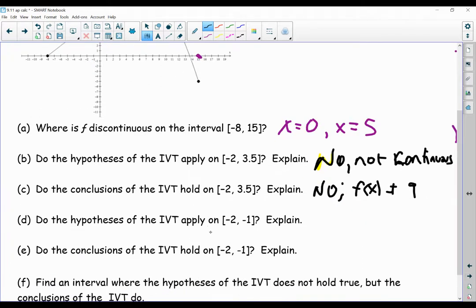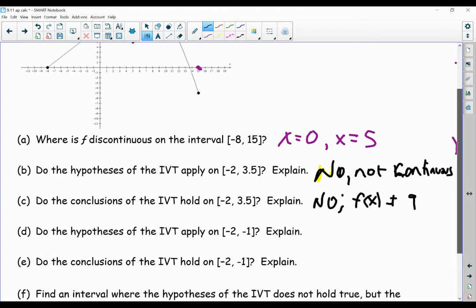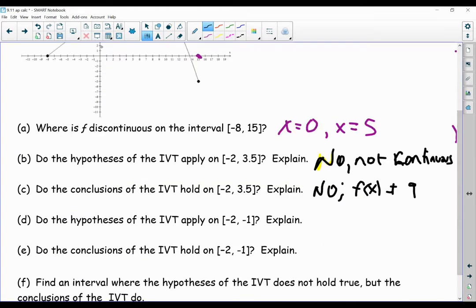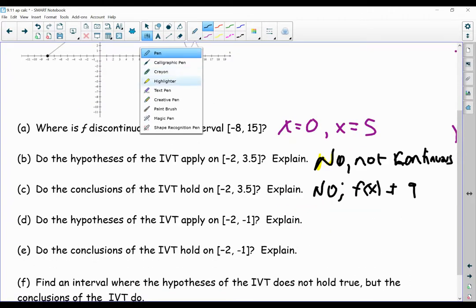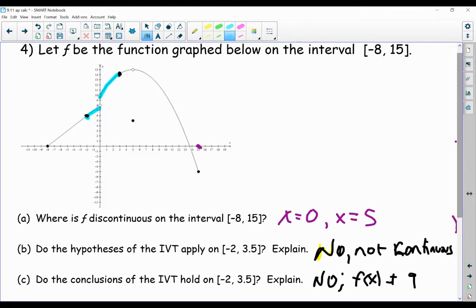Does the hypothesis of IVT apply from -2 to -1? So now I'm just looking from here to here. I don't know why it keeps moving down. Now I'm just looking at this part of the graph from -2 to -1. I'll make it blue.